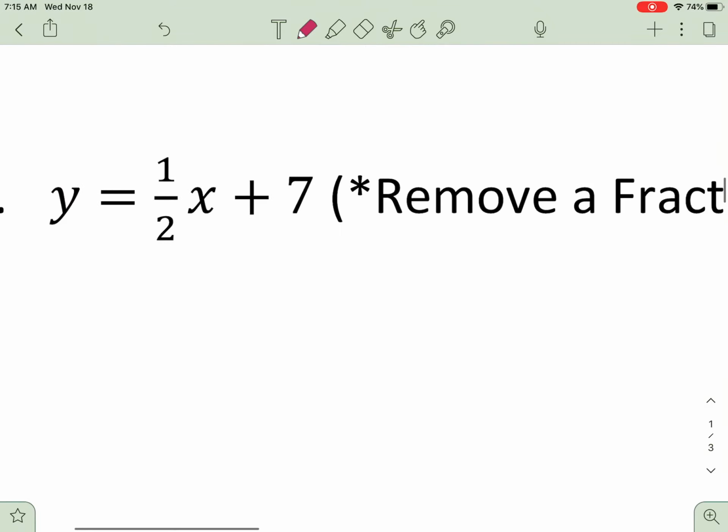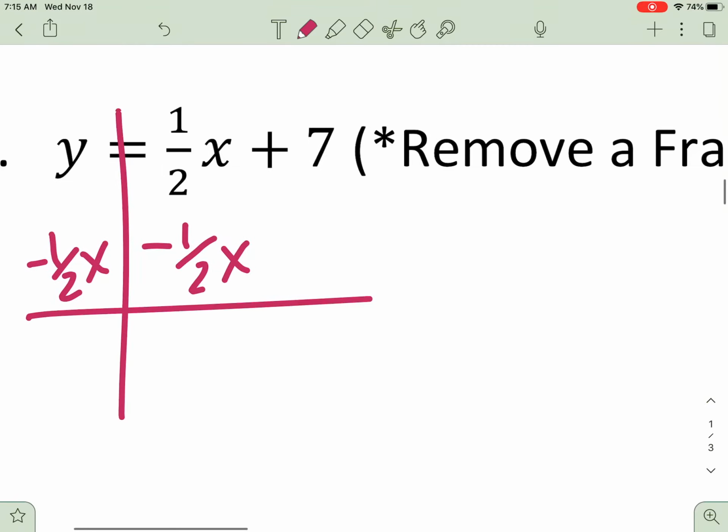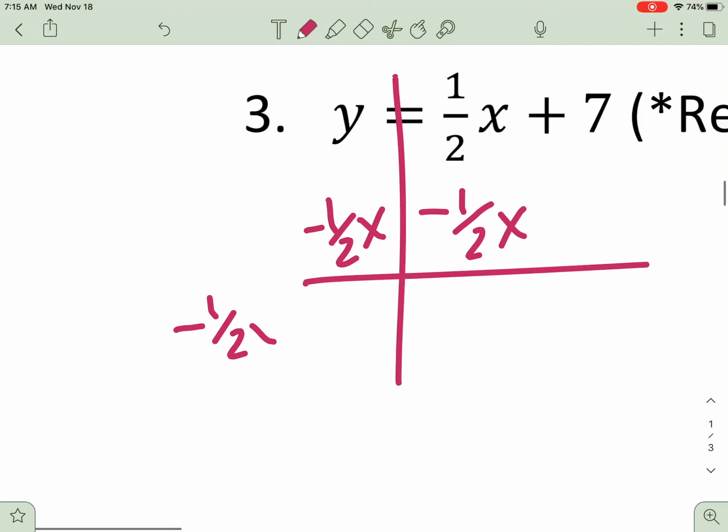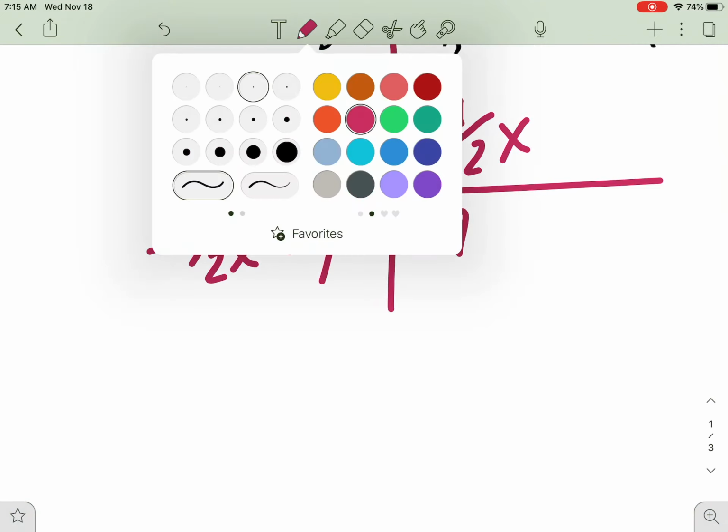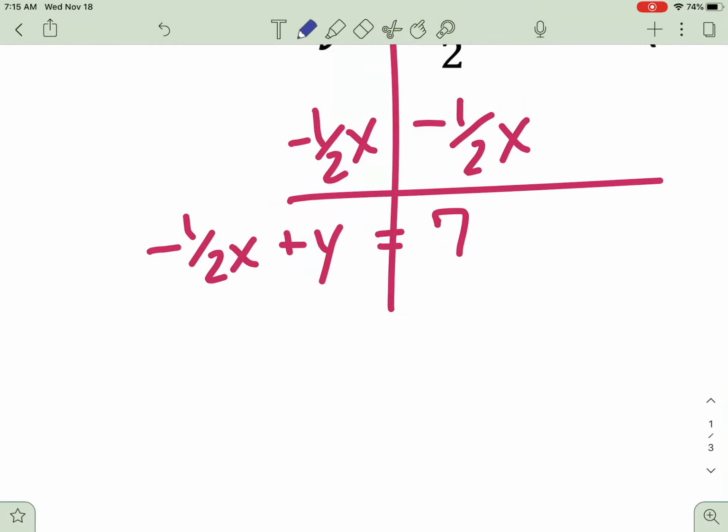All right, removing a fraction. Anytime you see a fraction, you can remove it right off the bat, or you can wait until the end. So let's go ahead and take x and put it on the other side here. So we have negative 1/2 x plus y equals 7. Now I want to get rid of this fraction, but notice that x is also negative, and I want it to be positive.